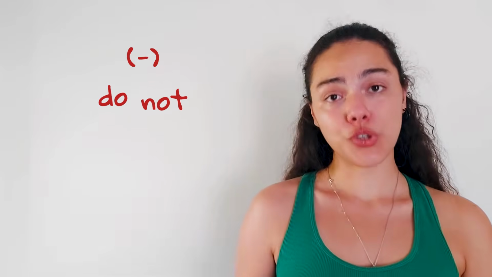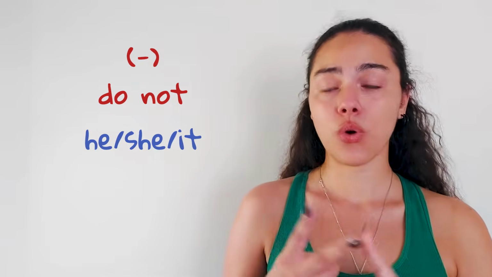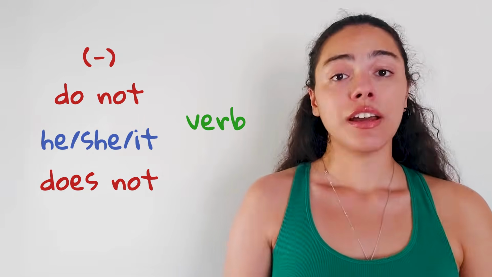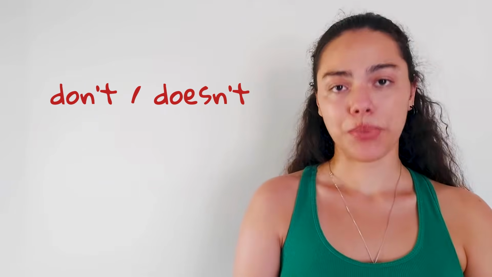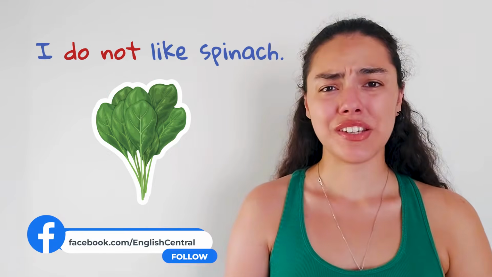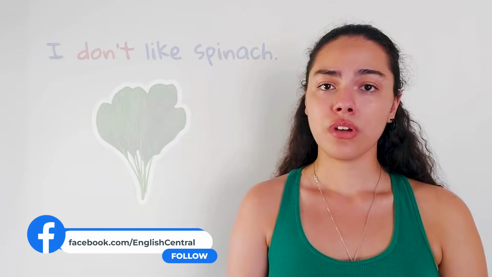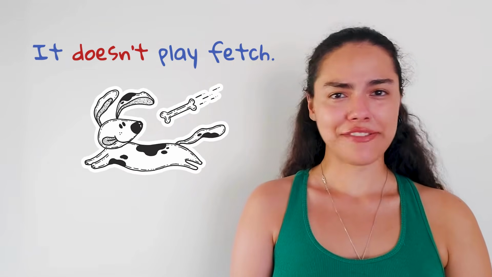If you want to make the sentence negative, you add do not, or if the pronoun is he, she, or it, does not before the base form of the verb. To shorten it, you can use don't or doesn't. For example, I do not like spinach, or I don't like spinach. Also, it does not play fetch, or it doesn't play fetch.